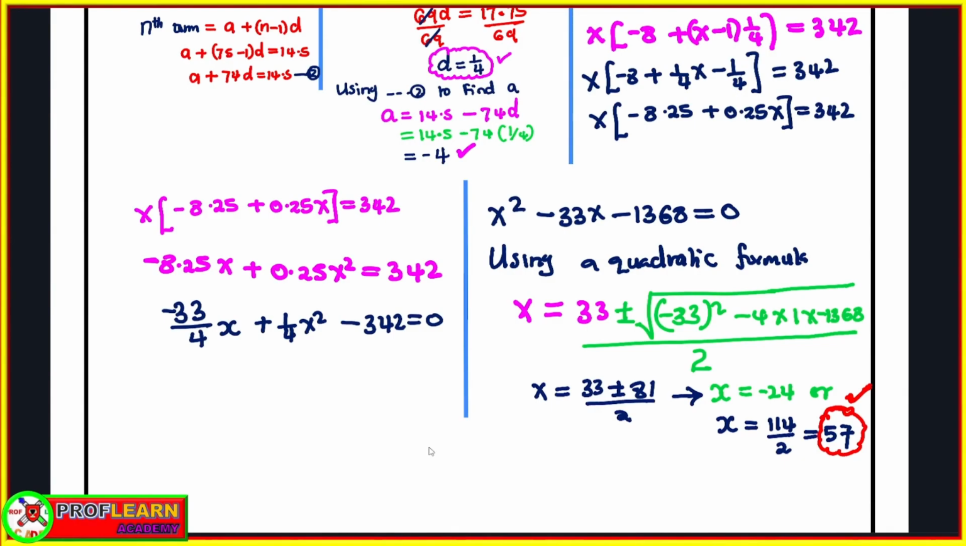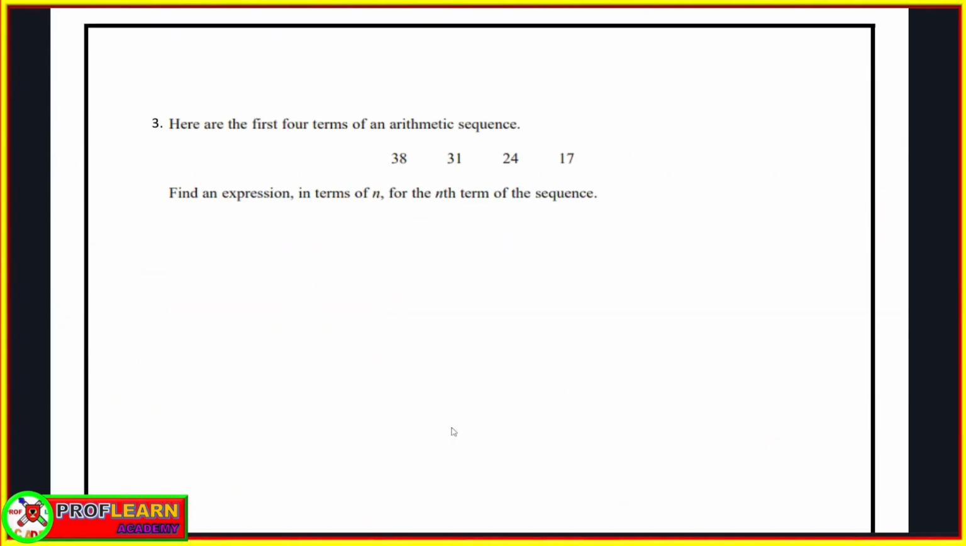Then I need also to show you another possible question that you can be asked. You are told that here are the first 4 terms of an arithmetic sequence. You can be given a question like this, and then you are supposed to find an expression in terms of n for the nth term of the sequence. Now I want you to consider this as the easiest question that you can be given in your exam. So what you need to identify, this is the first term, and you need also to identify that from here to here we can get a common difference, and you can see this is a decreasing sequence, so this means the common difference is -7.